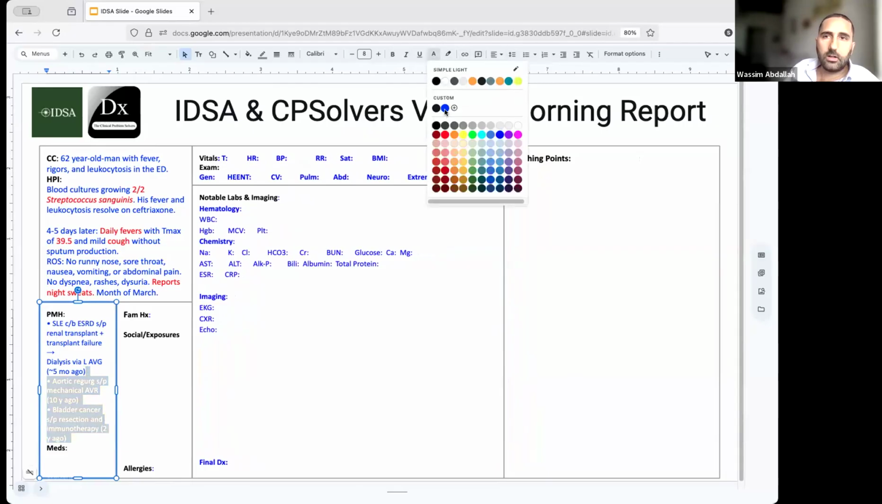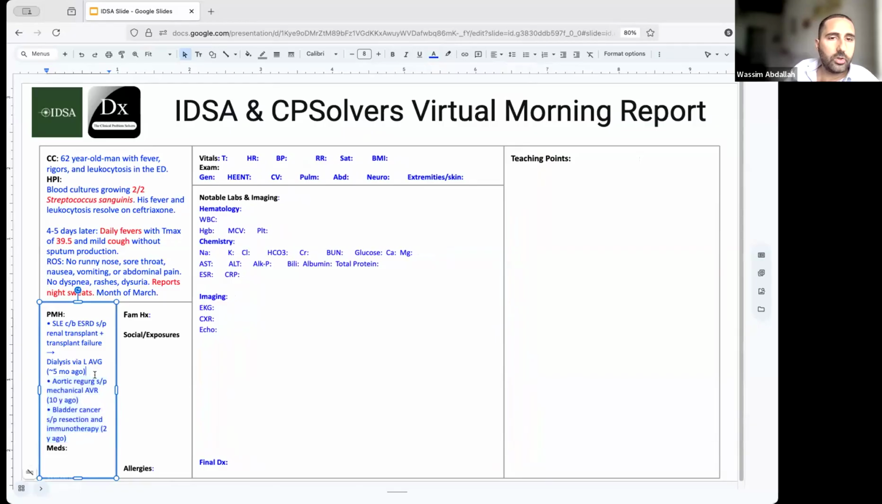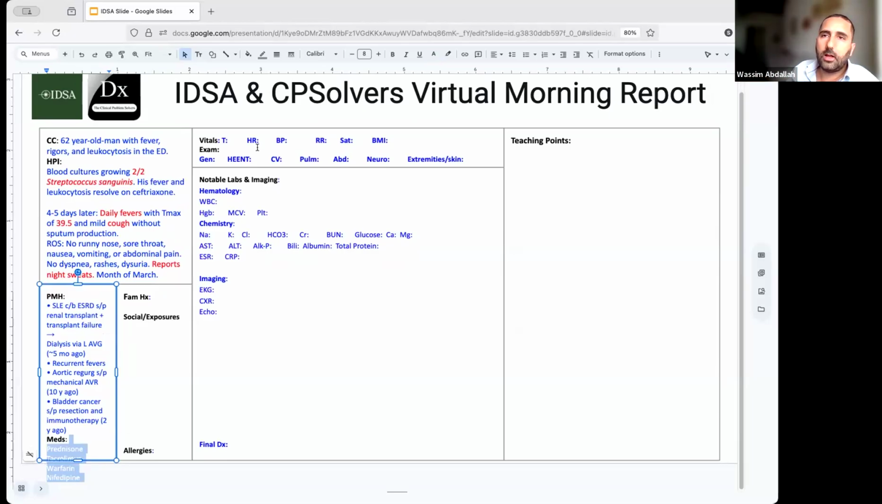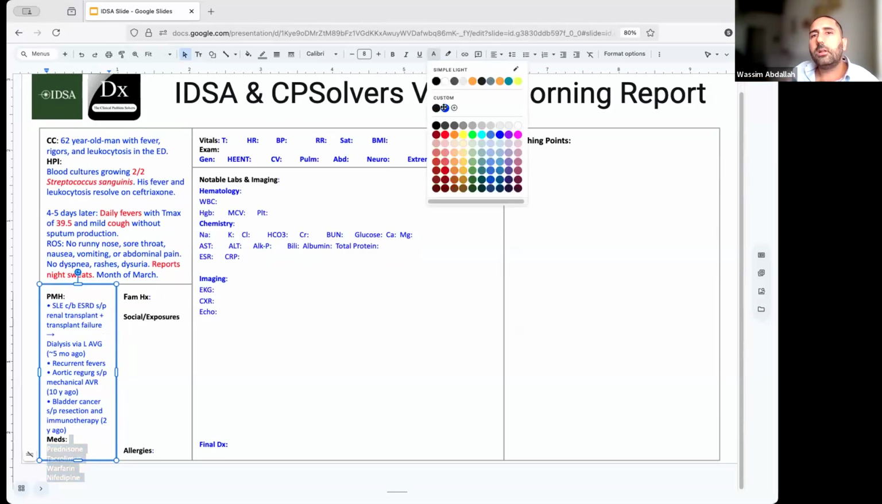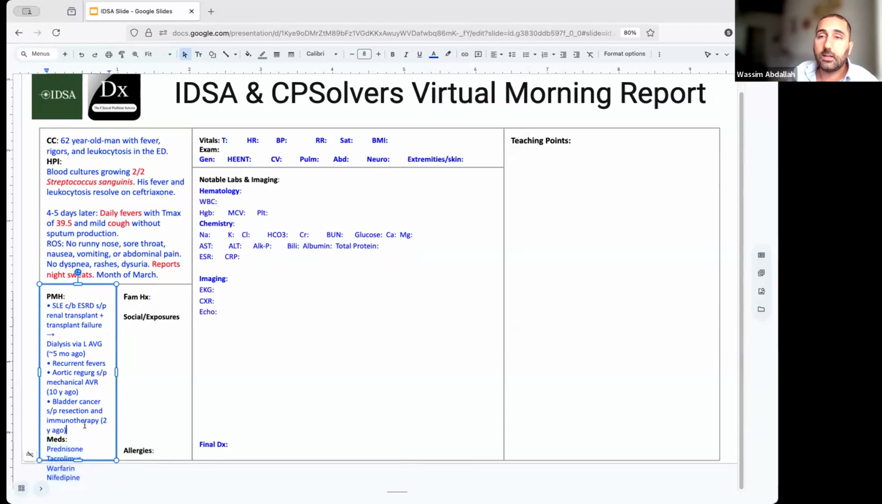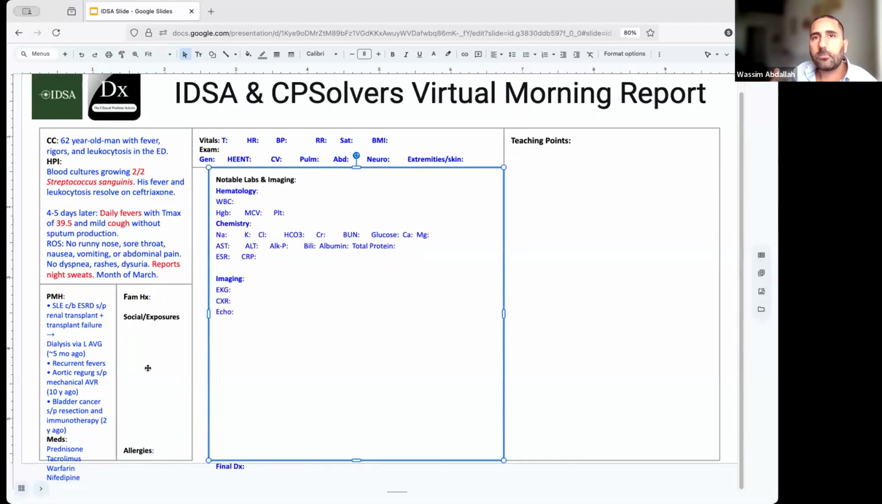So this is kind of like the main past medical history. I'll add some of the home meds that this patient is on, and I think that's also interesting. Despite the fact that there was a complete failure of the graft, this patient was still on prednisone and tacro, and the reason was to avoid hyper rejection. There was a conversation happening between transplant teams about how to wean him off immunosuppression. So he was still on prednisone 10 milligrams, tacro 1 milligram daily, warfarin, and nifedipine. Those were the meds that the patient is on.